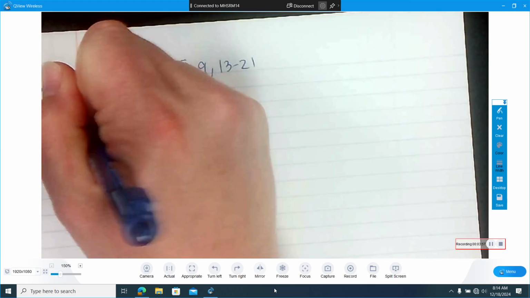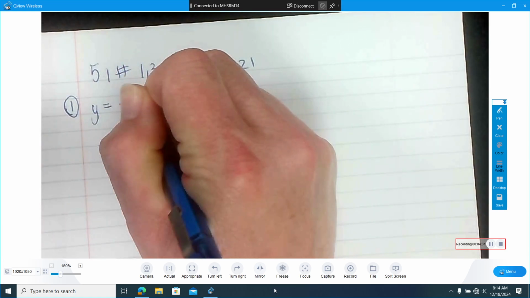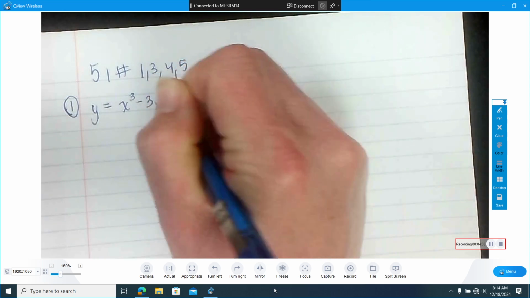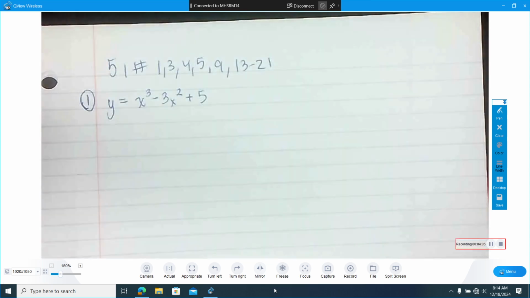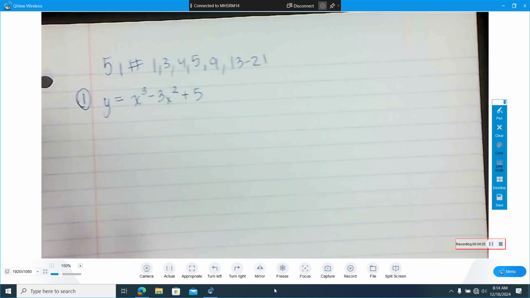All right, so number 1 is y equals x cubed minus 3x squared plus 5. Now, of course, I can absolutely plug this into my calculator and sketch the curve. It's not hard to do because we have calculators to do it. But what we're trying to do is figure out how things are really related with calculus, and it's kind of a cool thing.